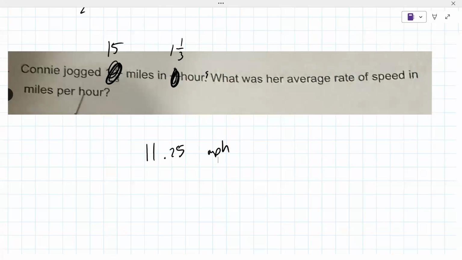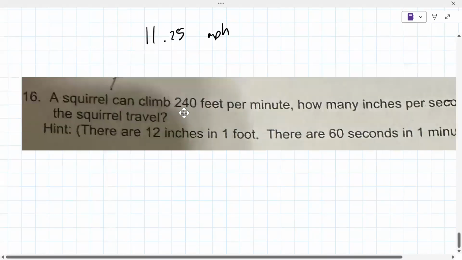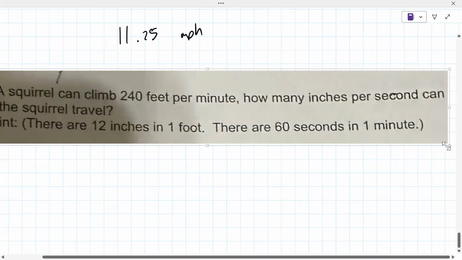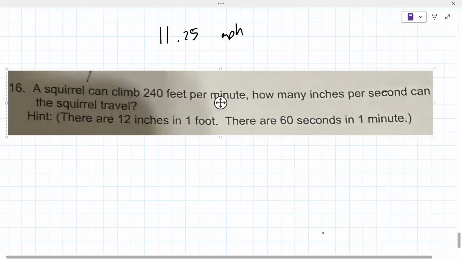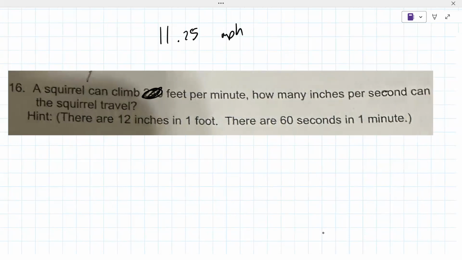Okay. That was supposed to be more difficult, but you did that really fast. All right. So a squirrel would be like cats. Cats are pretty quick in short distances. Let's say the cat can climb six. Well, I think she's climbing a real tree. Say she can climb, I don't know, 24 feet per minute. So how many inches per second can she travel?